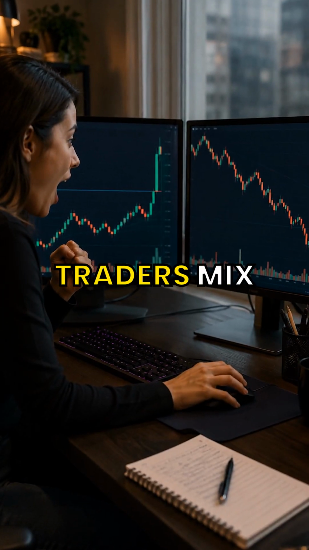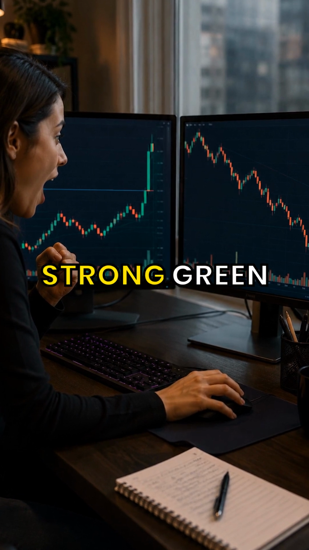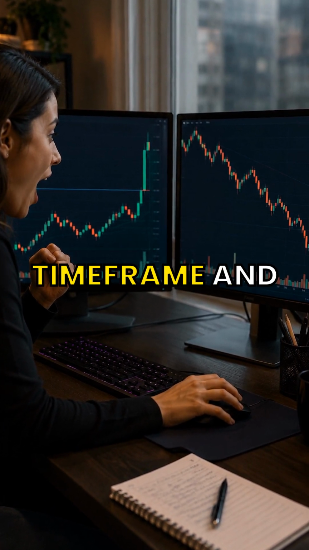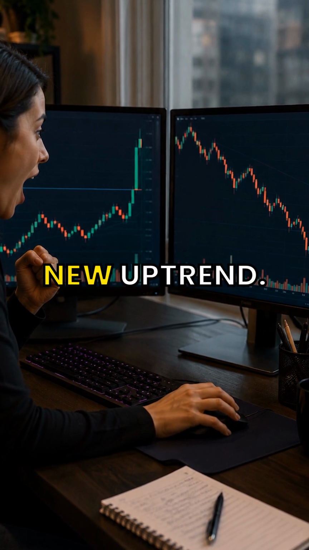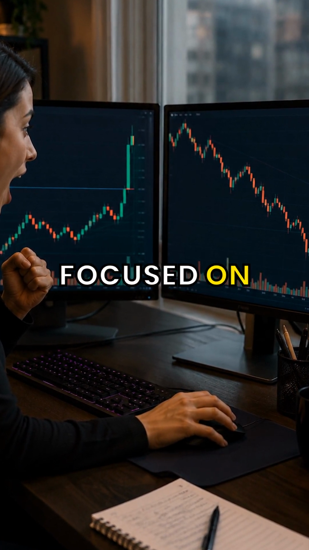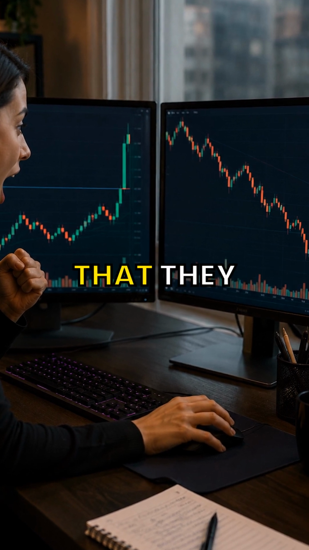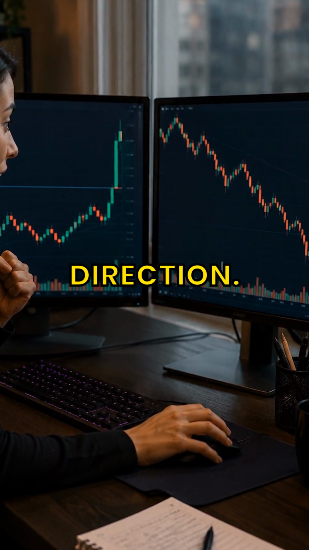Problems begin when traders mix the roles of those charts. They see one strong green candle on a lower time frame and suddenly assume the entire market has entered a new uptrend. Or they become so focused on the higher time frame direction that they ignore a clear short-term move happening in the opposite direction.